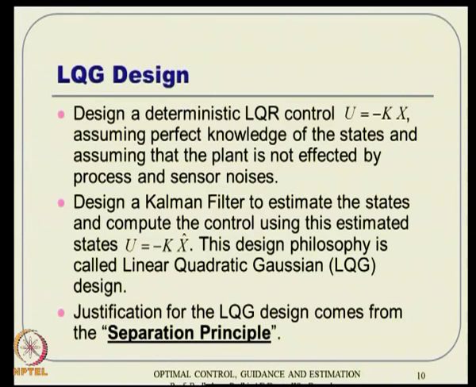So, the LQG design talks about fusing these two. It talks about designing a deterministic LQR control. Forget everything about estimation design at this point of time, do not worry about it at all. So, it assumes perfect knowledge of the state and that the plant is not affected by process and sensor noise. Then you design a Kalman filter in parallel and do not worry about how this control gain has come about in the estimation design problem. You find x hat from this part and K from that part, and then fuse them together as u equal to minus K x hat, not K x, but K x hat. This design principle is called LQG, and the justification of LQG design comes from the fact that there is a big, good theorem, the separation principle.